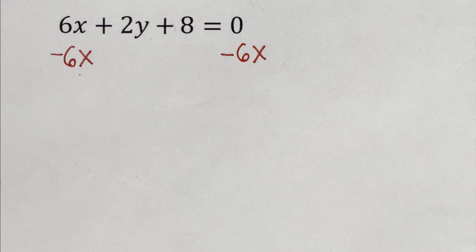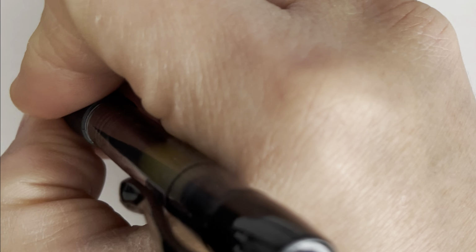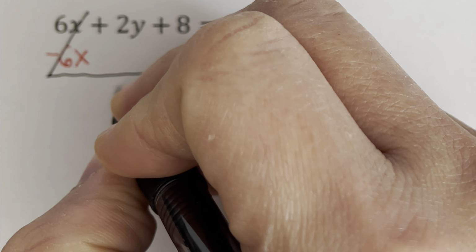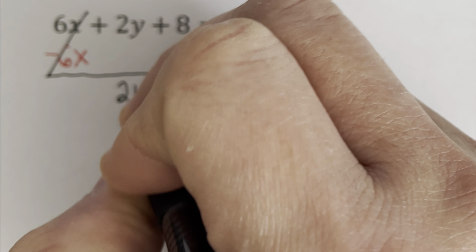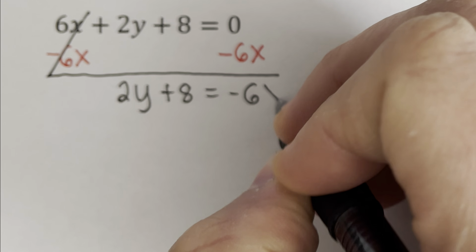So if we subtract 6x on one side, we do the same thing for the other side, so that we can go ahead and say that if we have 6x minus 6x is a 0, so we can cross that out. So we are left with 2y, so that's a positive. So I'm just going to write 2y plus 8 equals negative 6x.